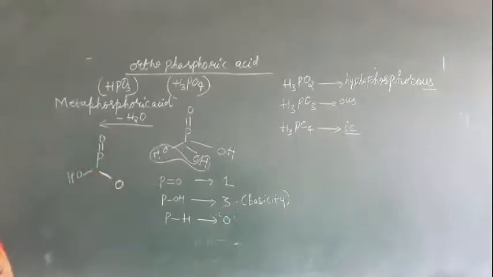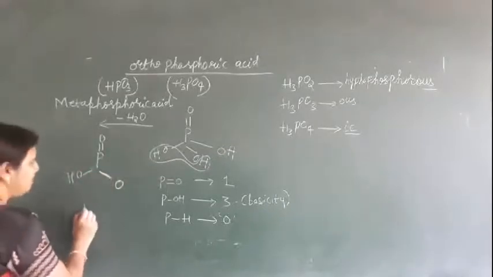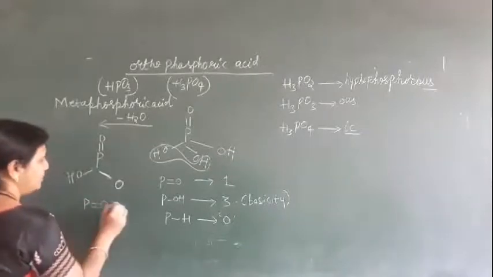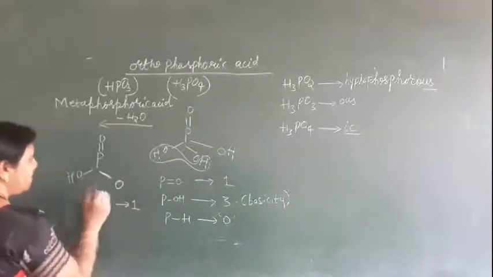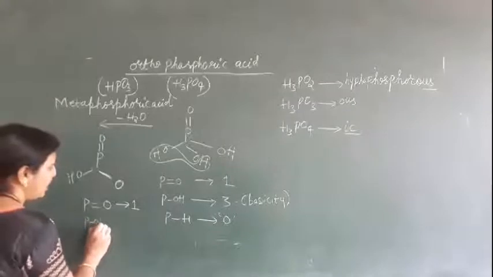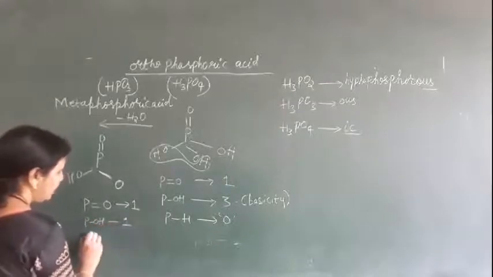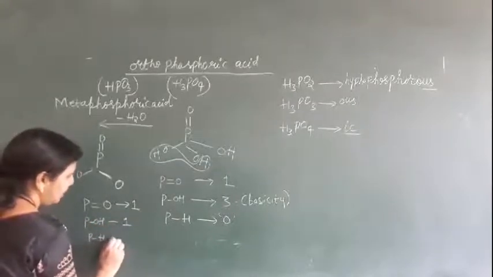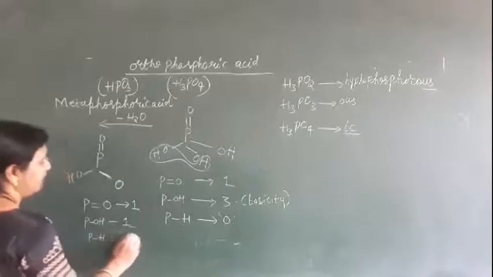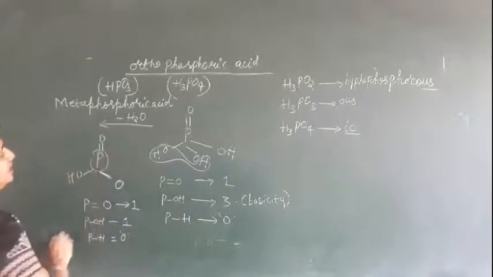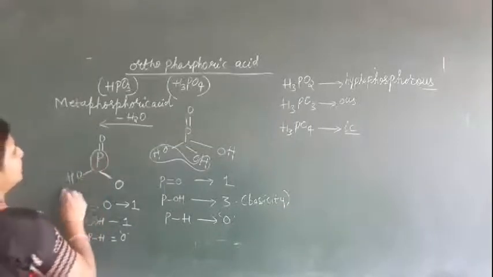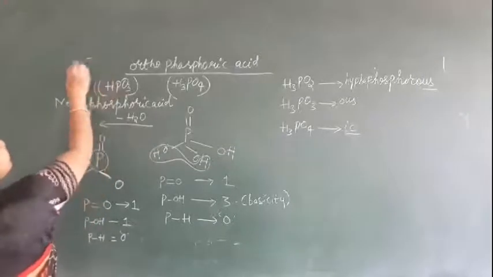In this HPO3, how many P double bond O do we have here? 1. Okay. How many POH bonds do we have here? 1 here. Is there any PH bond here? No. 0 it is. Okay. And what is the oxidation state of phosphorus here? In HPO3 we have H as +1.